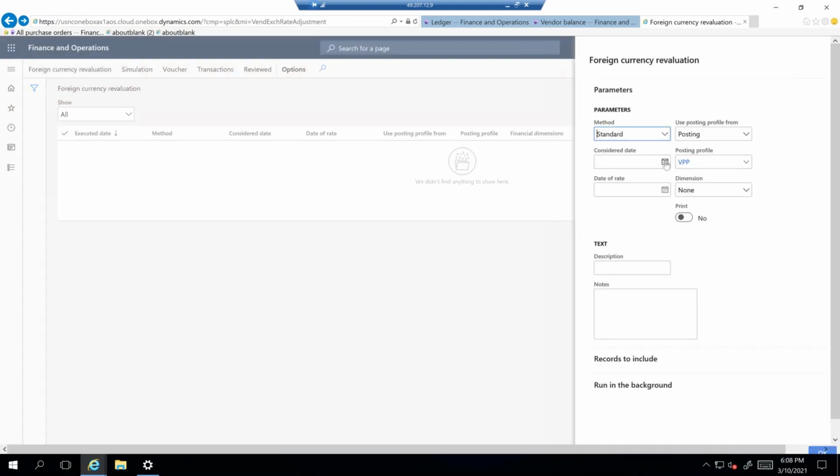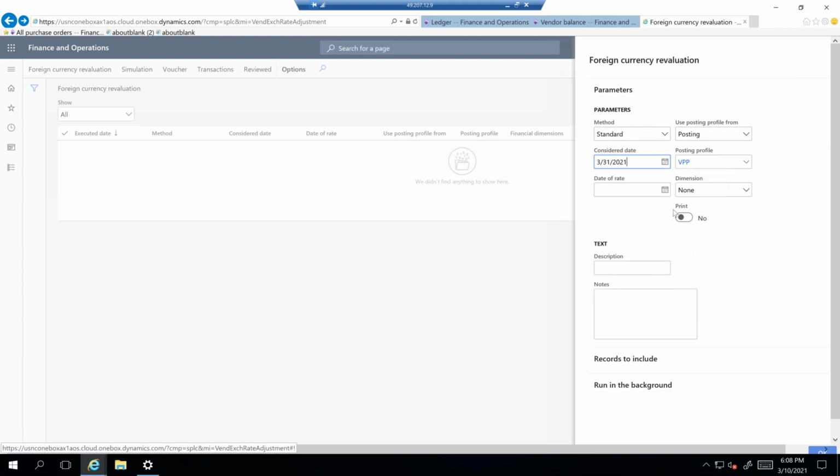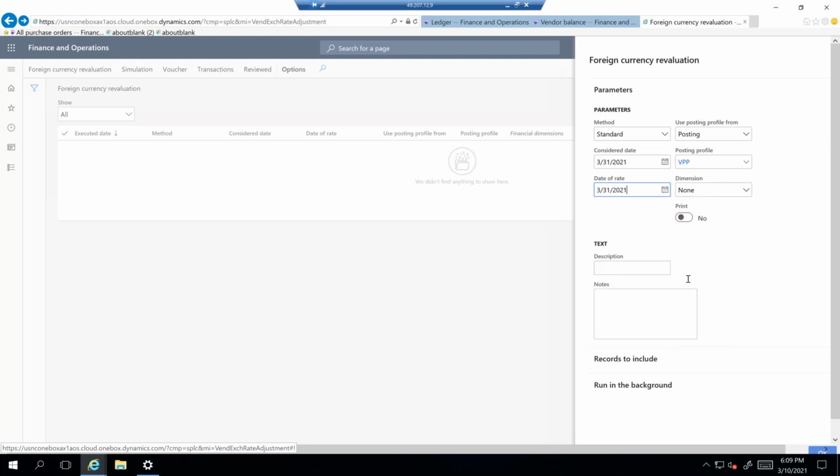Okay. Consider date is 31st March, and the date of rate, the exchange rate date, is 31st only. Here for dimensions, there are 3 options. None means forget about dimensions. Table means at the vendor level, in the vendor account, whatever dimensions are there, consider those dimensions. Posting means consider the transaction dimensions. Understood?